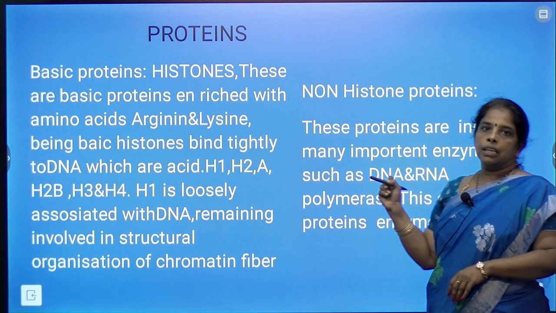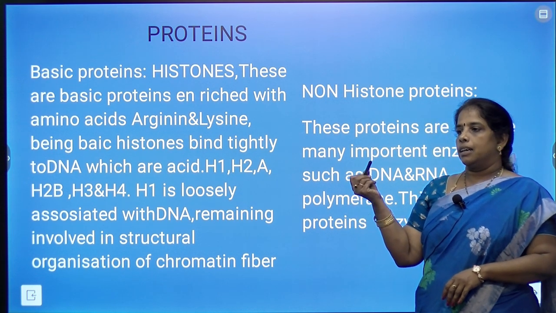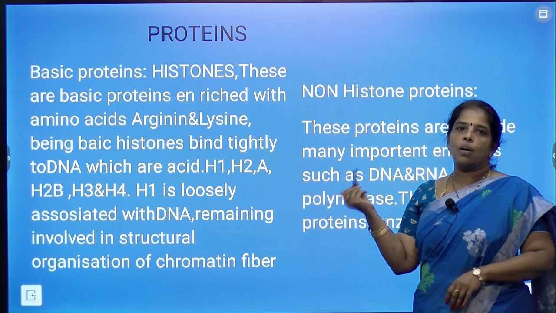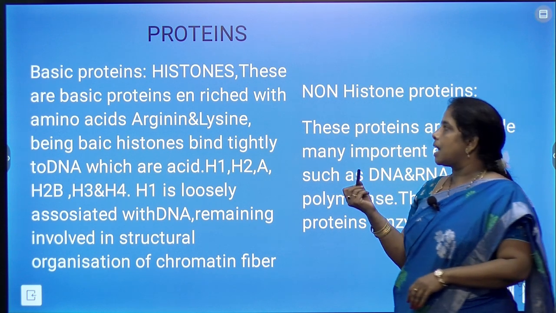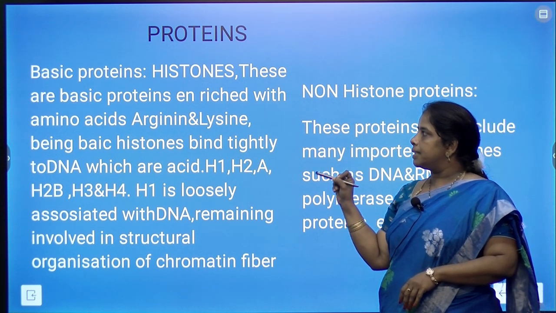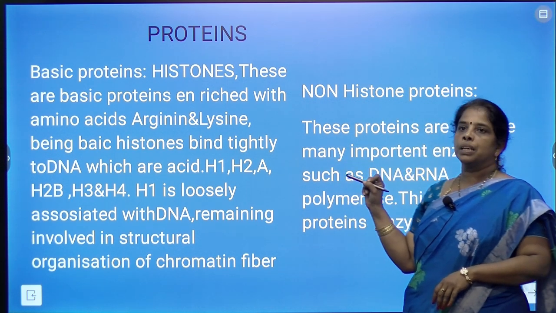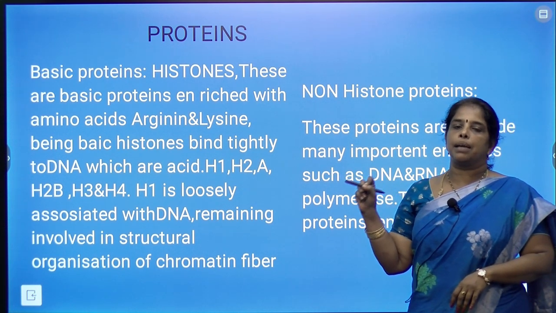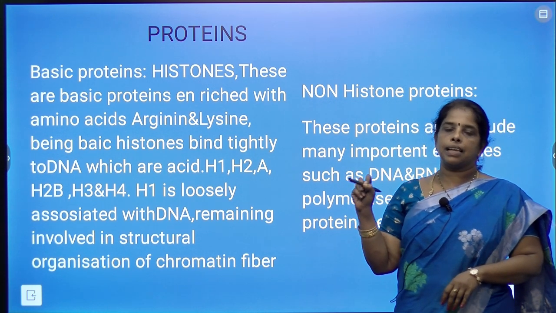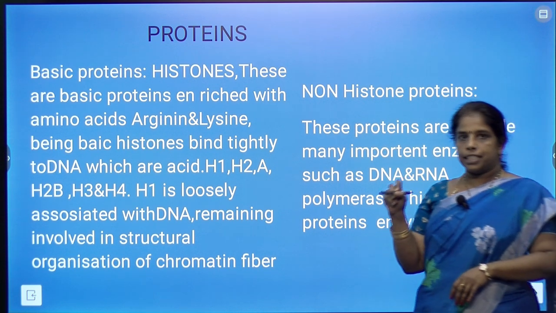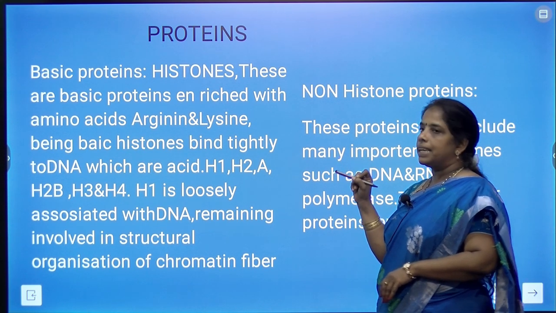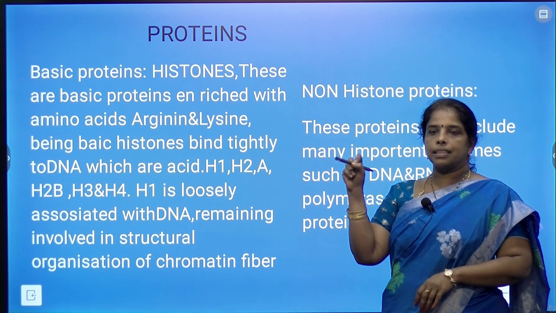Next, proteins. The proteins present in the chromosome are divided into two: histone proteins and non-histone proteins. Histone proteins are the basic proteins. These basic proteins are enriched with arginine and lysine, the basic amino acids, and they are tightly bound to the DNA. DNA is acidic in nature, while the histone proteins are basic in nature.